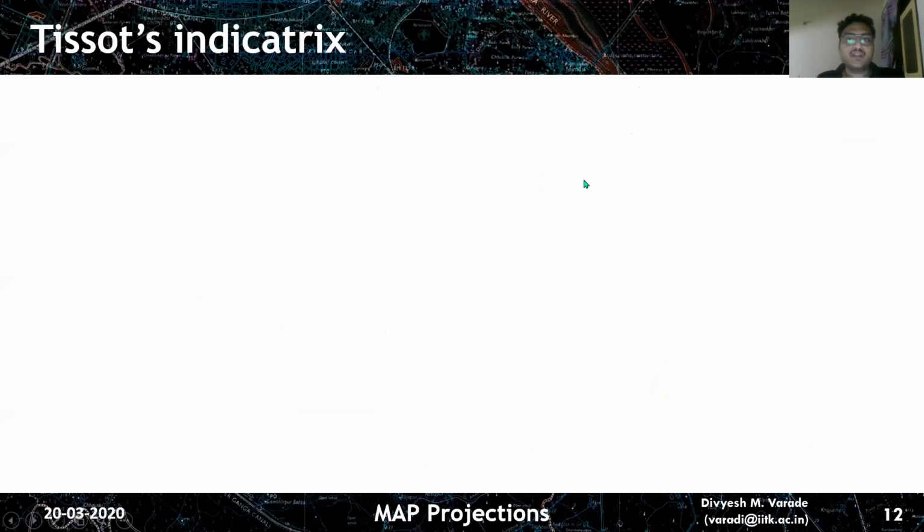So we saw that scale factor is one of the ways to quantitatively determine the distortion in the 2D map. Now there is another way in which we can do this. This method is called Tissot's indicatrix. It gives us a qualitative analysis of the distortion that is taking place while transforming the 3D globe to the 2D map.